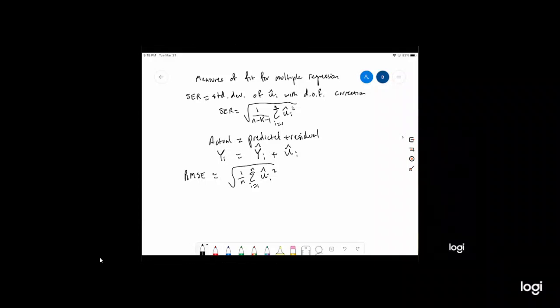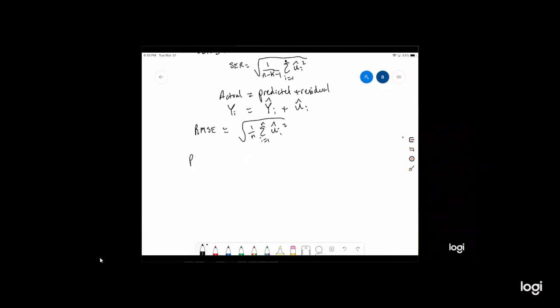We also have the r squared. So the r squared changes. It's the fraction of variance in y explained by x. Fraction of variance of y explained by x, or in this case, because we're dealing with multiple x variables, by the x's.